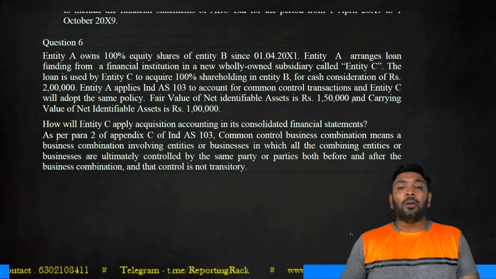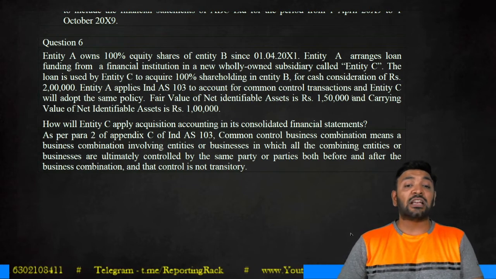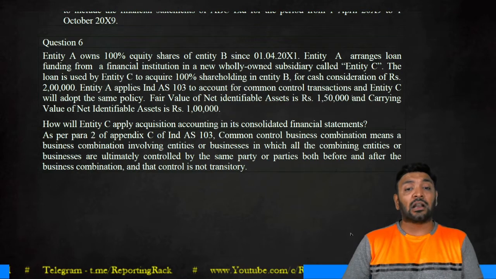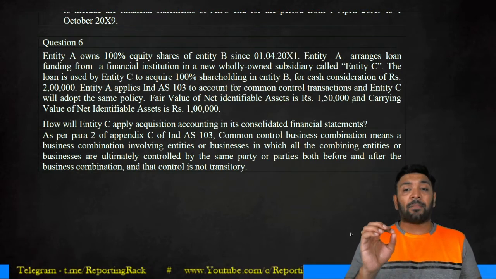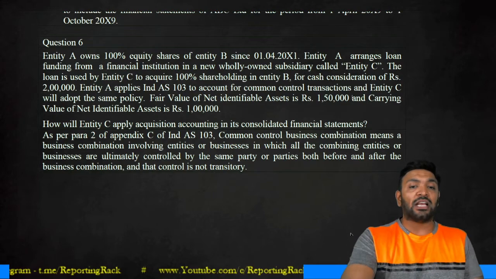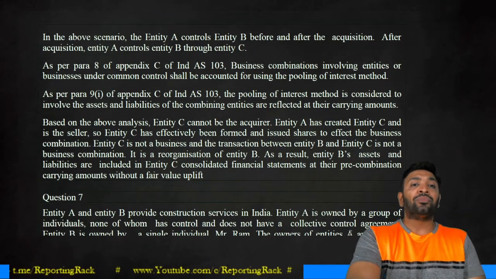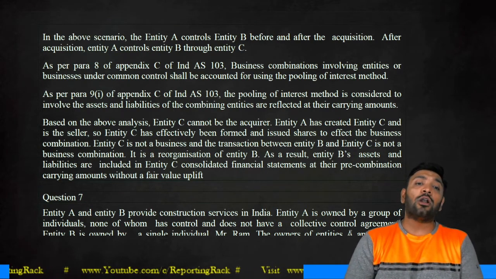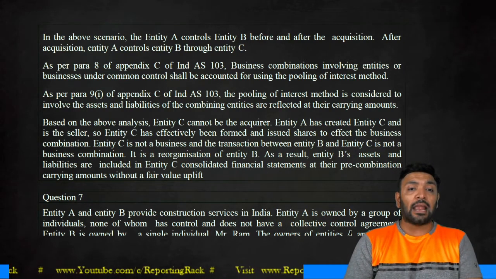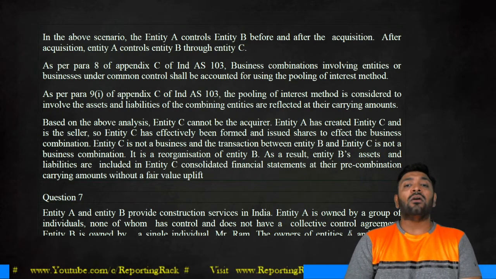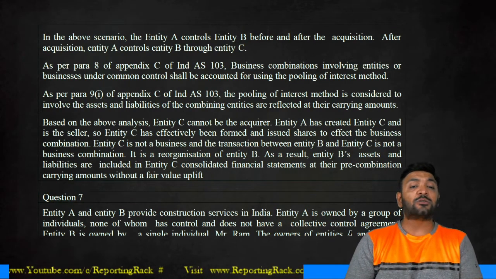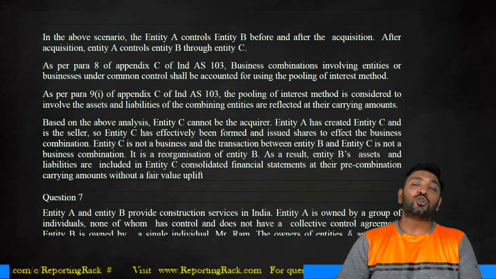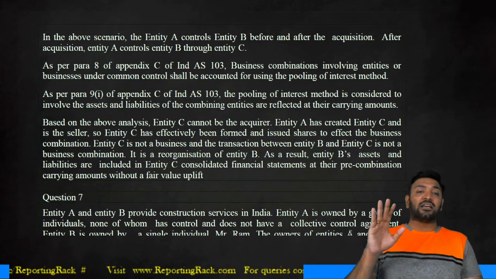The common control business combination means a business combination involving entities or businesses in which all combined entities or businesses are ultimately controlled by the same party or same parties before and after the business combination. Control is not transitory. In the above scenario, entity A and B after acquisition are controlled by entity A. As per para 8 of this Appendix C, business combinations involving entities and businesses under common control are to be accounted for using the pooling of interest method. So no application of the acquisition method appears here.